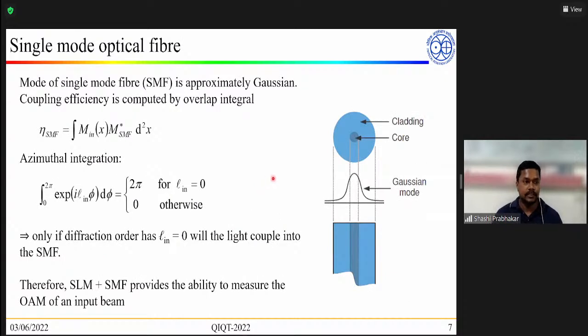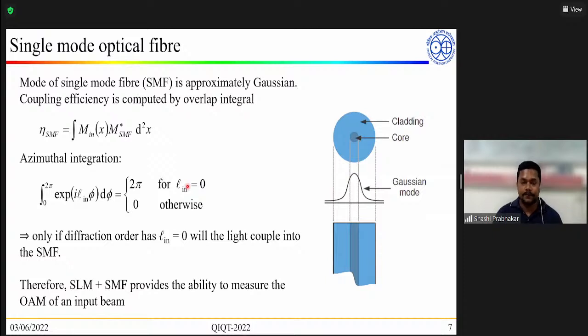As we know, a single mode fiber can only couple the Gaussian mode. So whatever is coupled, the efficiency can be written as the overlap of the mode which is input on the single mode fiber and the mode of the single mode fiber. If we put our input mode, which has this exponential i l phi, and we have this Gaussian here, then this integration will give us a non-zero value only when the input mode is 0. So this is one of the methods to detect them.